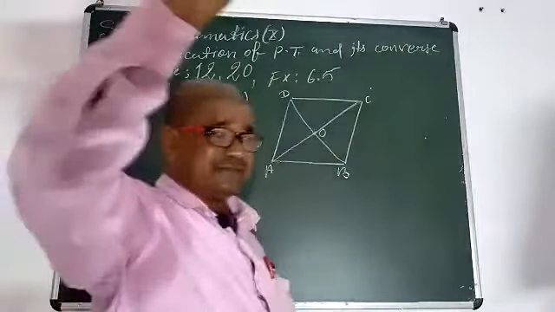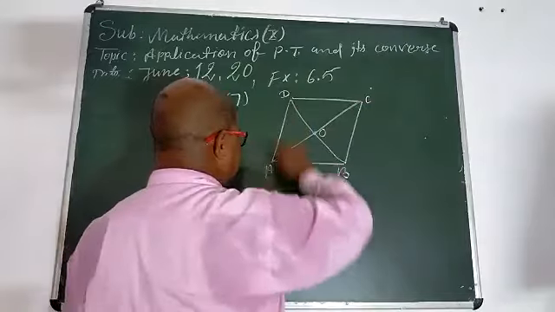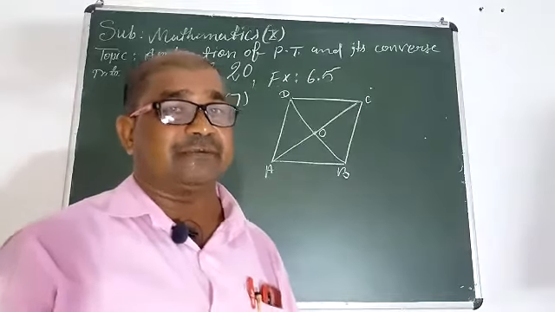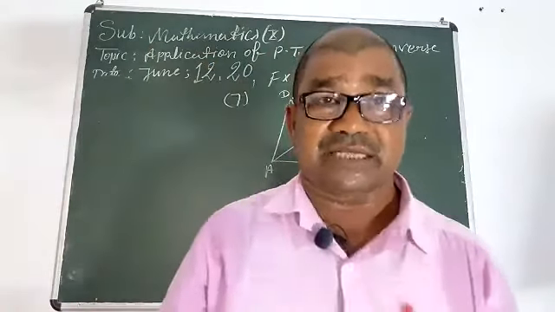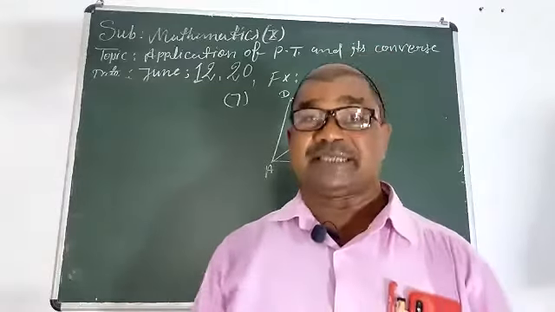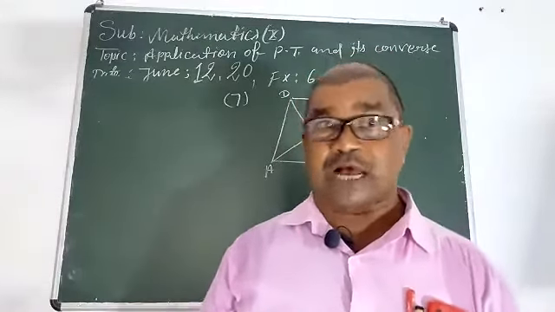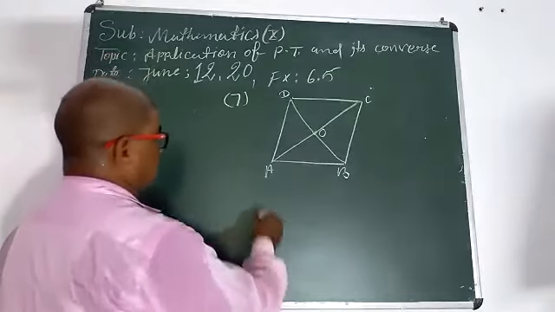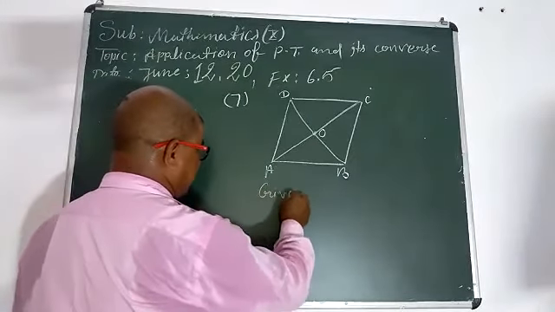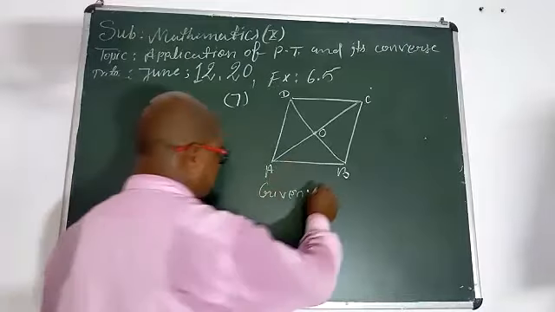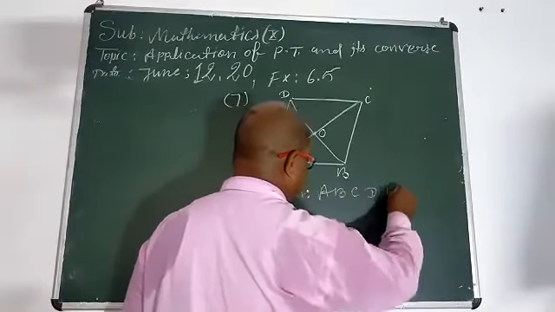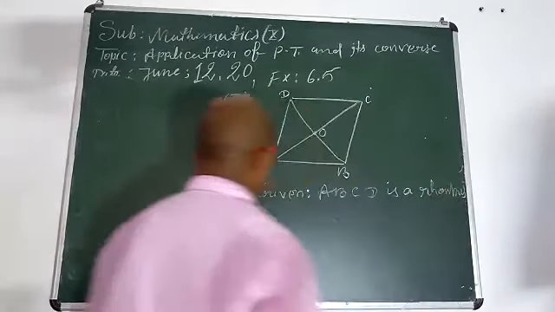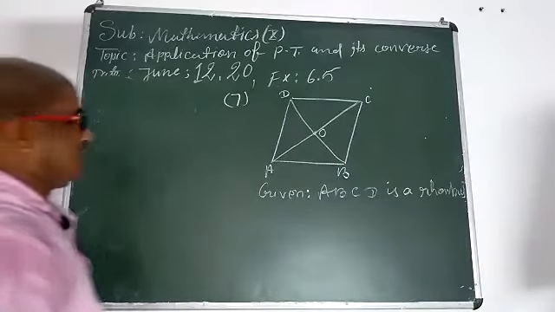Now check again. ABCD is a rhombus here. AC and BD are its diagonals. The statement is saying, prove that the sum of the squares of the sides of a rhombus is equal to the sum of the squares of its diagonals. This is the question. So we should write the given statement. Given: ABCD is a rhombus. Don't go wrong.